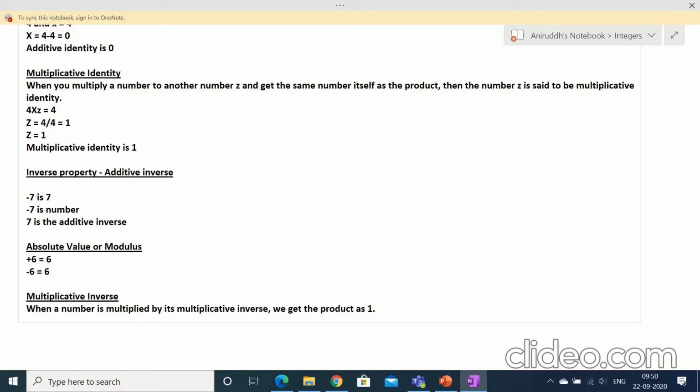So to find the multiplicative inverse, we need to divide 1 by the number. So multiplicative inverse, I'm just writing MI. The multiplicative inverse of 7 is 1 by 7. If we multiply 7 and 1 by 7, we'll get the product as 1. So to find the multiplicative inverse of a number, we just need to divide 1 by it.